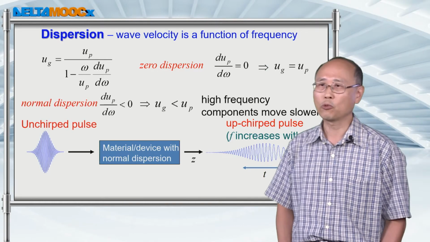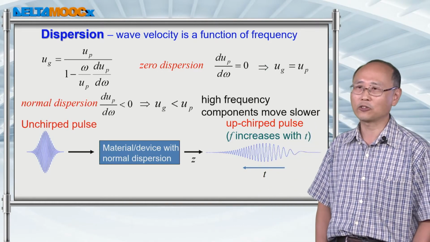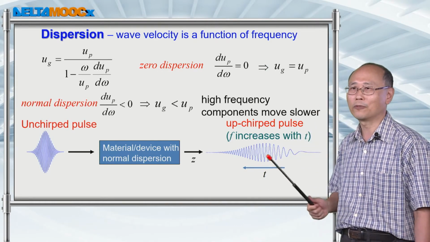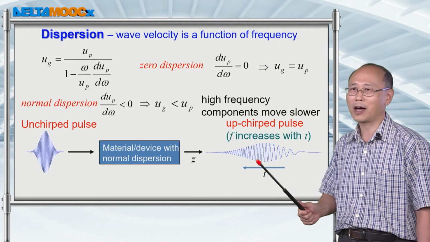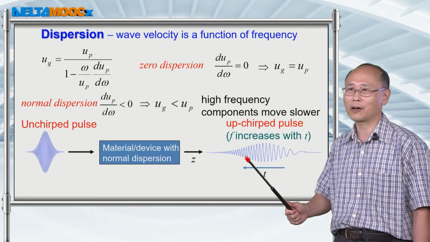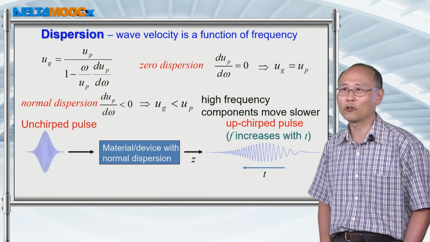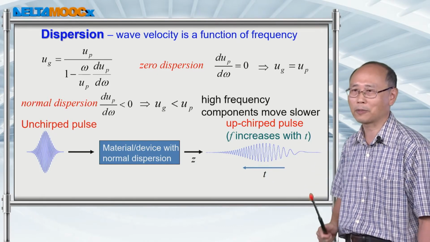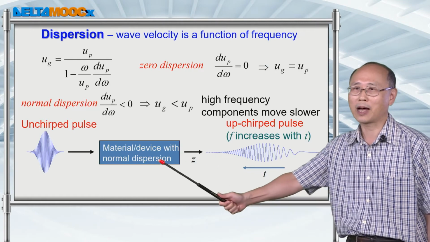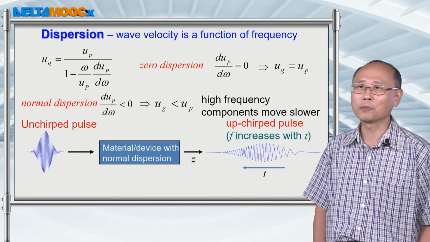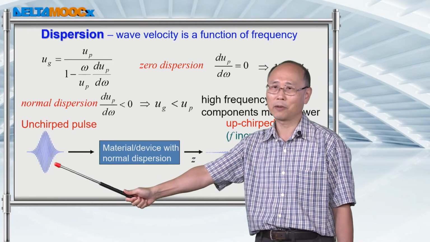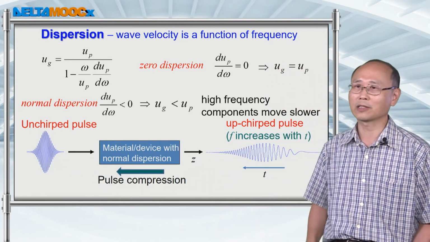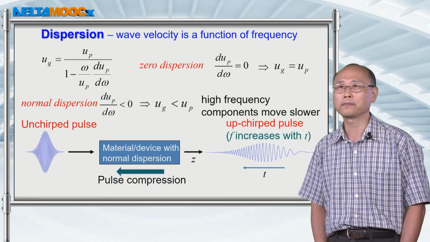There's one application for such a phenomenon. For example, if you prepare a so-called upchirp pulse, with the high frequency component falling behind and the low frequency component at the beginning, and then propagate it through this material or this device, you will get a compressed pulse. This process is called pulse compression.